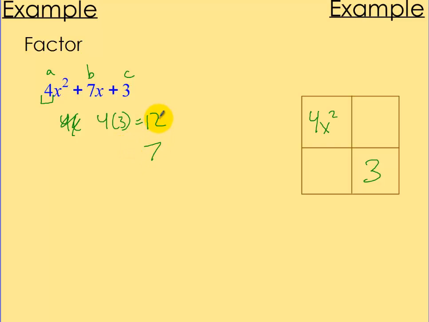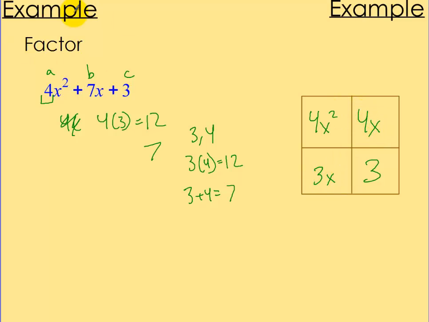So I need a number that multiplies to 12 and adds to 7. And those two numbers are going to be 3 and 4, because 3 times 4 is 12, and 3 plus 4 is 7. So I have a 3x and a 4x.